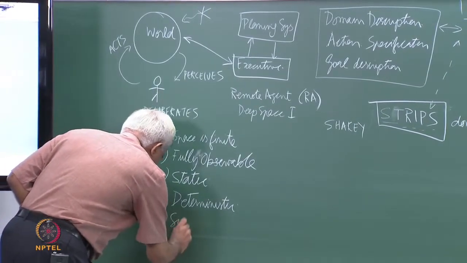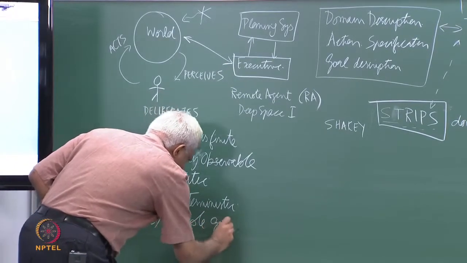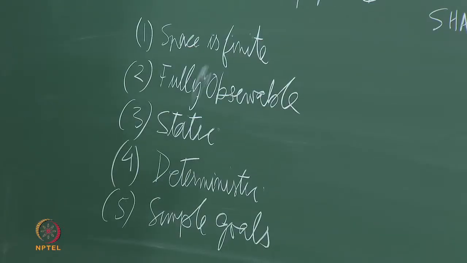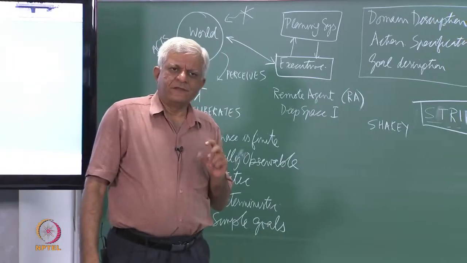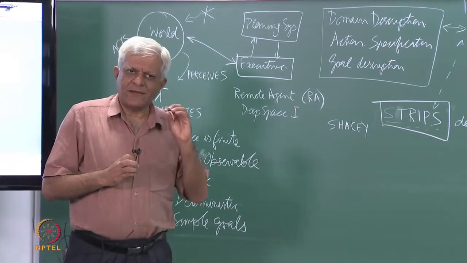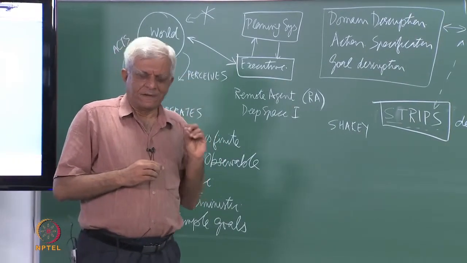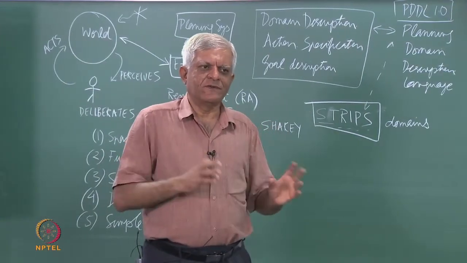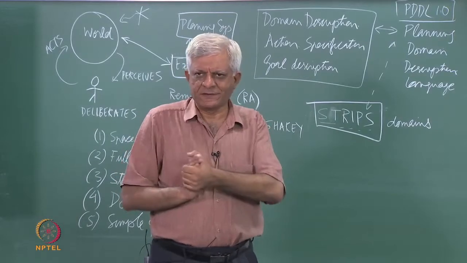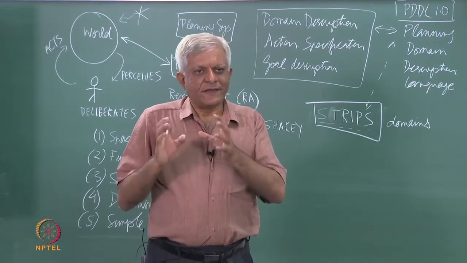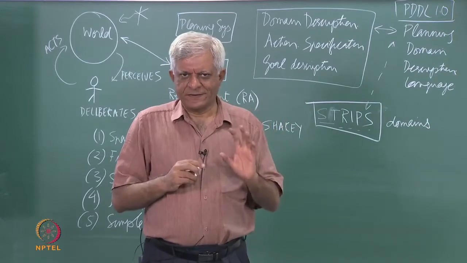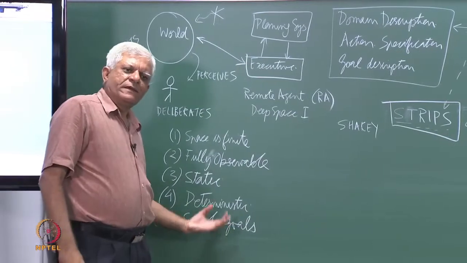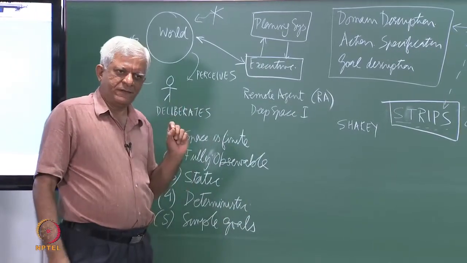Then simple goals. By simple goals, I mean that we have the goal test function is applied on the final state essentially. You say that this is what you want to achieve. You want to be in the hostel and you want to be eating a dosa and having some coffee, and if that is the situation, then the goal is satisfied. So, that is what we will call as simple goals, goals tested only on the final state.